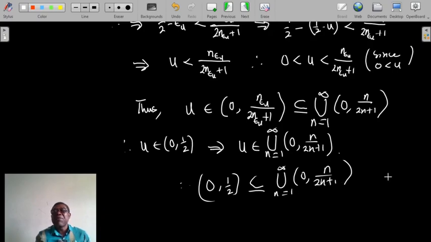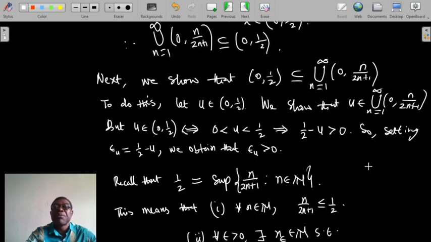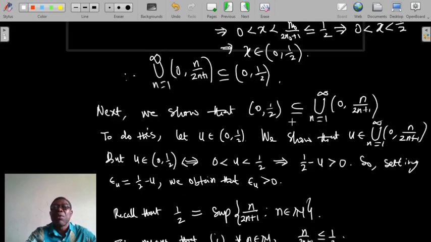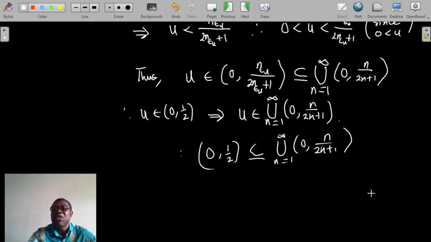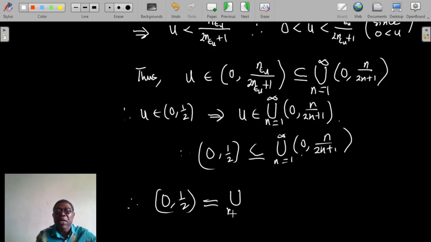And having got this, having got before that this union is a subset of 0, half, and now that 0, half is a subset of the same union, we can now conclude, therefore, that 0, half is equal to the union n equals 1 to infinity of 0, n over 2n plus 1.